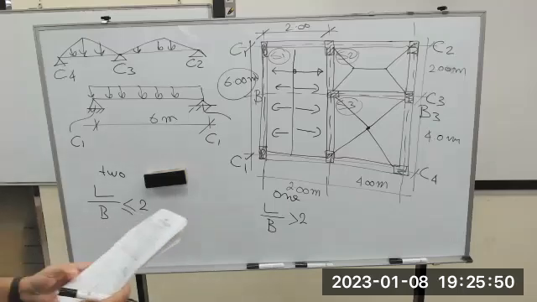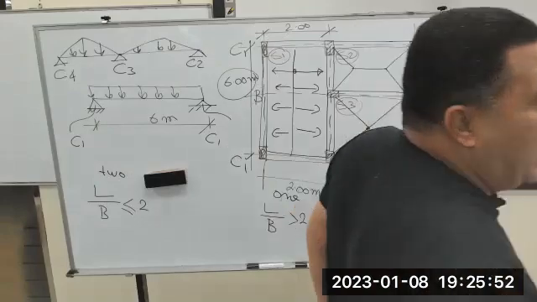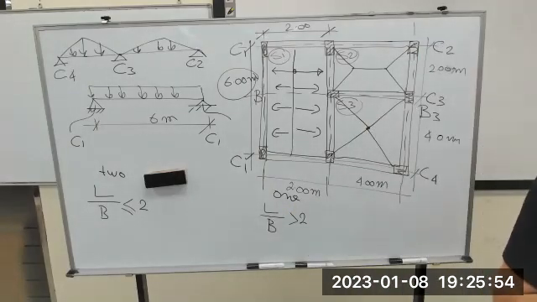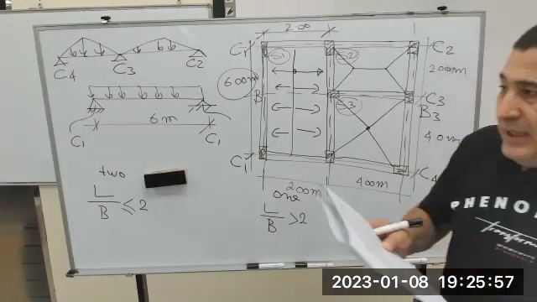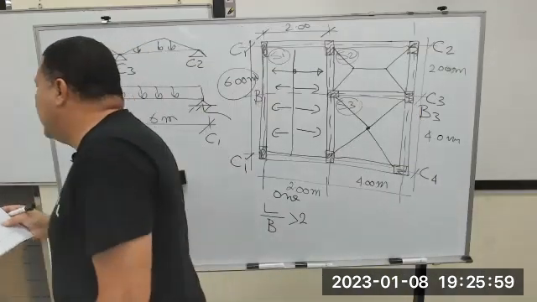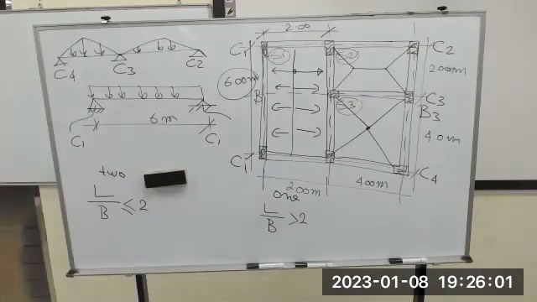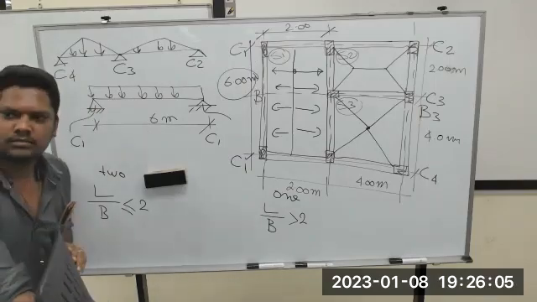Let us go for this structure system. We have a cross section. In this cross section, we have strap, we have beam, we have column, we have footing.